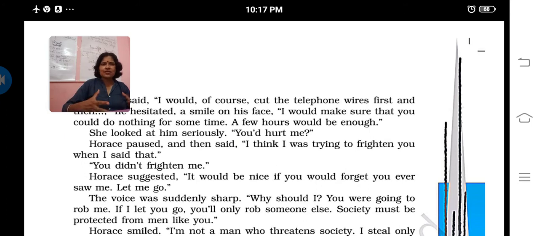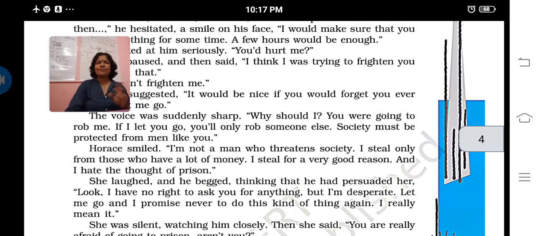And also suggested, it would be so nice if you can forget me. And the lady said, why should I forget you? You are a harm for the society. You are trying to rob the society, you are a harm for the society, and you are requesting me to forget you. Then Horace smiled. I am not a harm for the society. I steal for a very good reason. Okay, and what is the good reason? He didn't say. But he said that he doesn't steal from poor people. He steals only wealthy people.